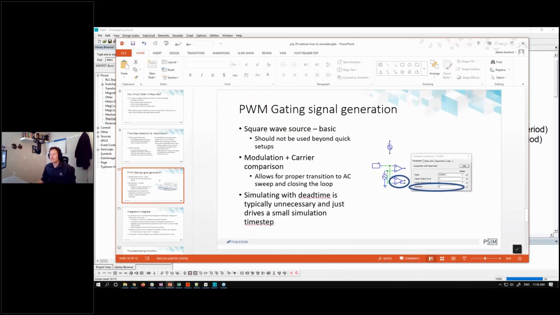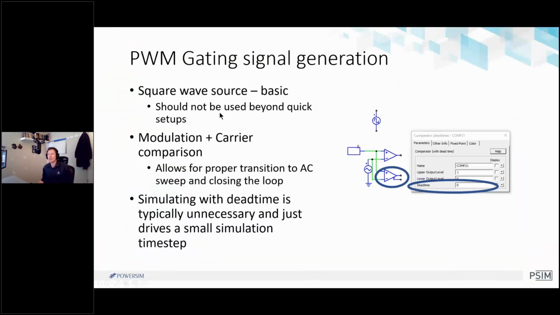Again, some more comments about what I was just talking about on this slide. These are more about how to generate a gating waveform in PSIM. You can use a square wave source, which is pretty basic. I would recommend a modulation with a carrier. This allows for proper transition to close the loop and doing an AC sweep. Simulating with dead time is typically unnecessary because it drives that small simulation time step. So only add in dead time if you really need to know the impact of dead time. If you're just putting it in because you feel like you should, that's not the reason to put in dead time.